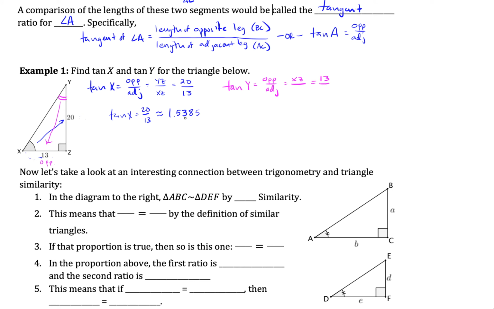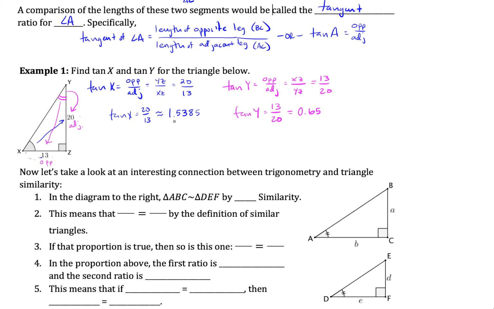So the 13 is going to be on top. This side right here, this is now my adjacent leg, right? It was the opposite leg for angle X, but it's going to be the adjacent leg for angle Y. So YZ is my adjacent leg for angle Y, which has a measure of 20. So the tangent of Y will be equal to 13 over 20, and you can leave it as that, or you can type in 13 divided by 20 on your calculator, and that one does come out a little bit nicer. It comes out as exactly 0.65.